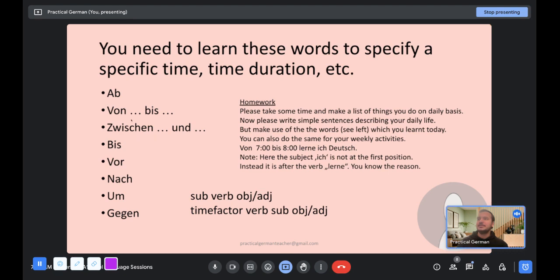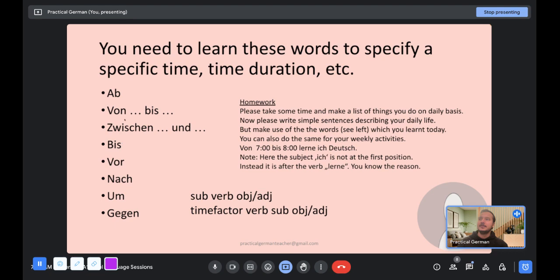What do you think they may mean? Von bis and zwischen und. If I put time here, like 1 p.m., 2 p.m., what do you think? From X time to Y time. And this one? Just think. Around would be gegen, but I'm using und. Between, between blah and blah.